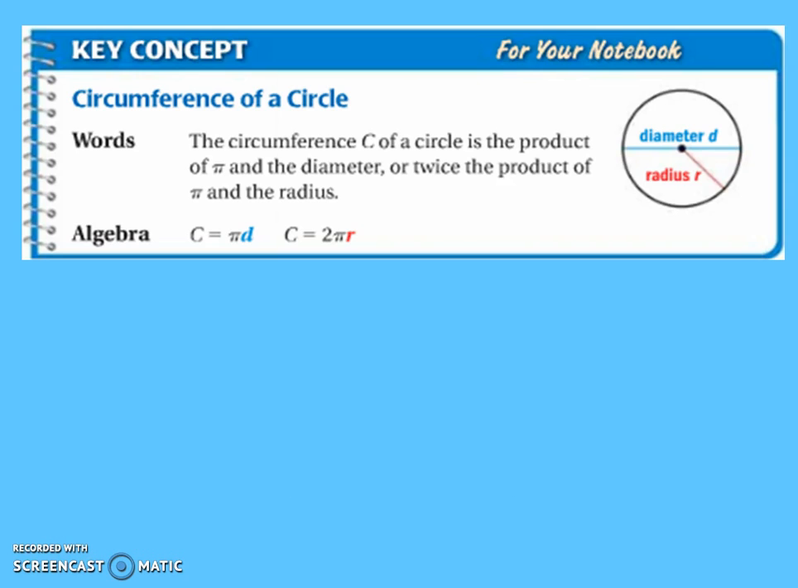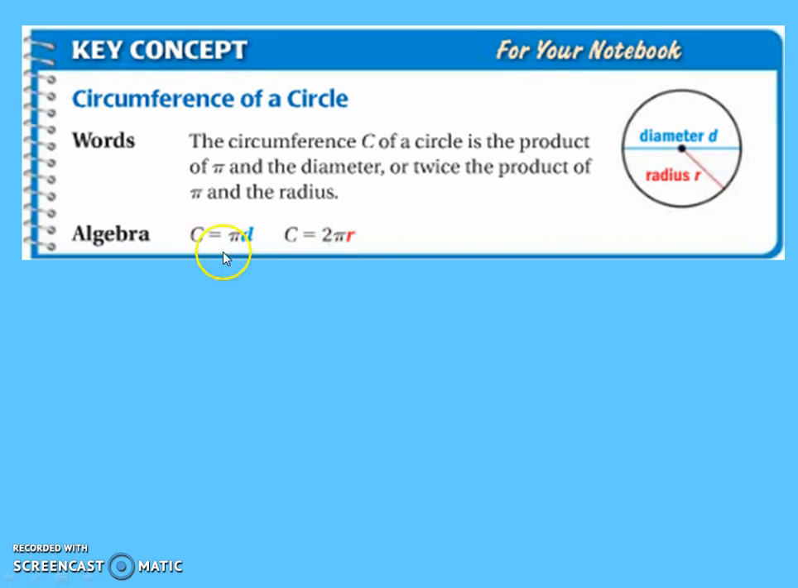Okay, so let's take a look at our formulas. There are actually 2 formulas that we can use to find the circumference of a circle. You can either do C, so circumference, is equal to pi times the diameter, or you can do C is equal to 2 times pi times the radius.